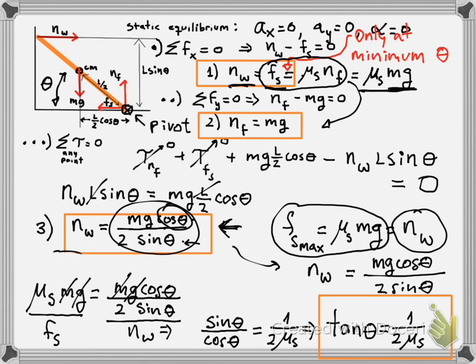Okay, so this equation answers the question: what is the minimum angle at which you can lean the plank before the plank starts to slide? The answer is that the only parameter that determines that angle is the friction between the plank and the floor, the coefficient of static friction between the plank and the floor. This is the only parameter. The mass of the plank did not matter, the length of the plank did not matter. As soon as we reach this value for theta, the plank will start to slide.